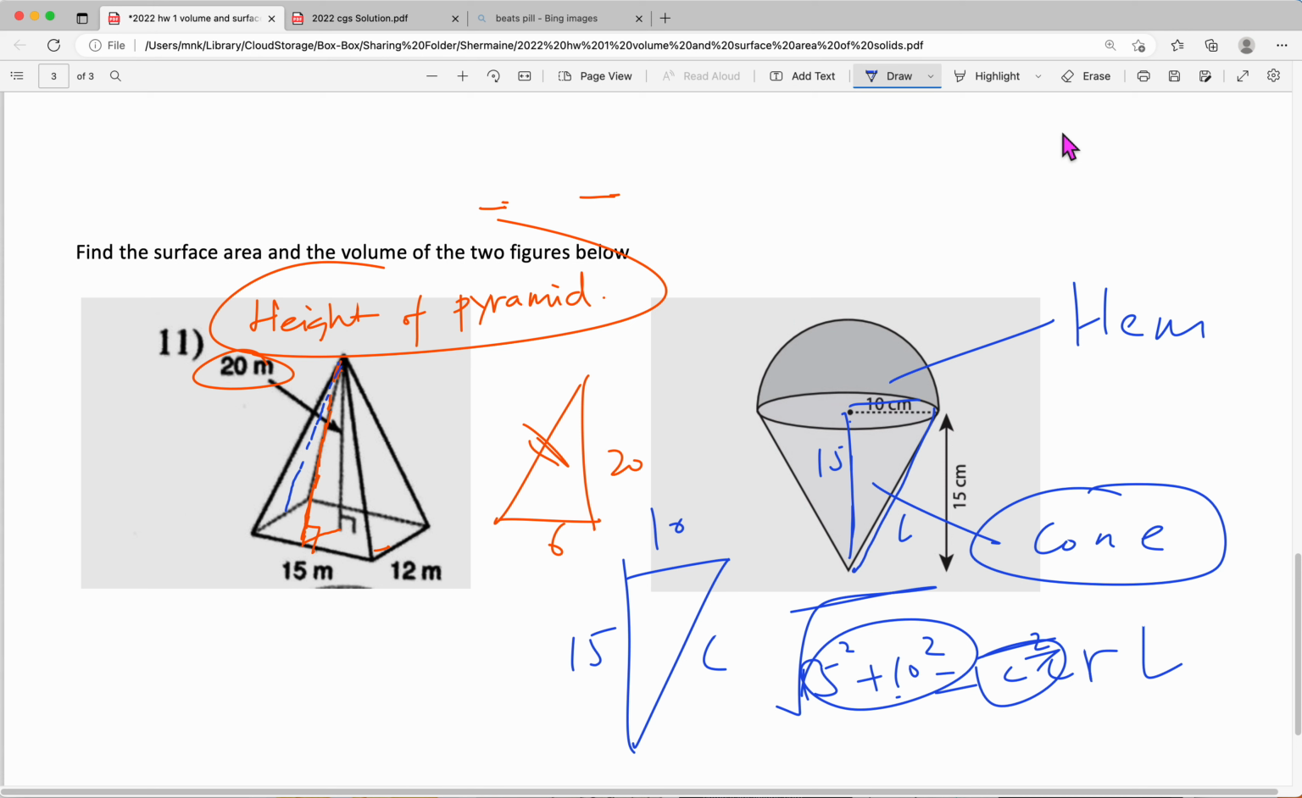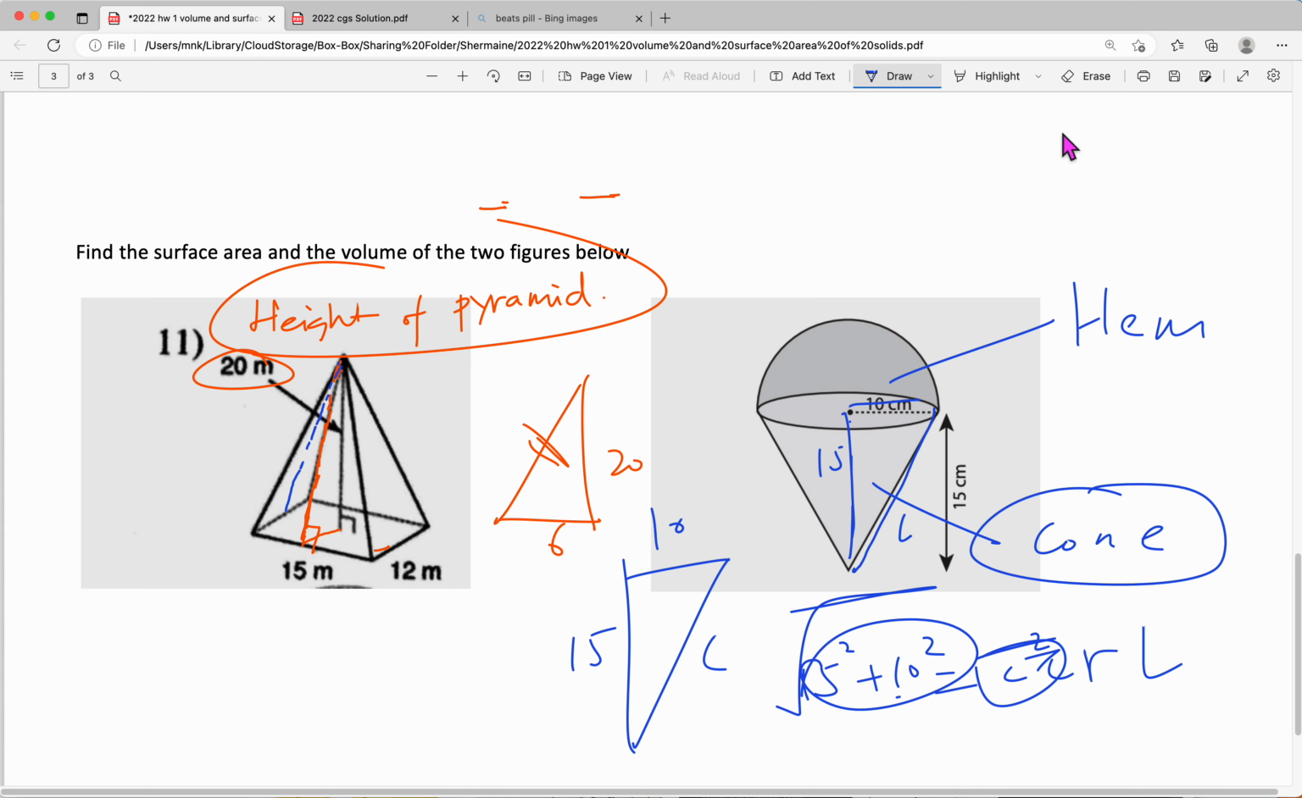So how do you get pi r L? Pi is pi. R is 10. And L is? What's the value of L? 18.0. Okay, so that will give you the area of the cone, right? Surface area of the cone.